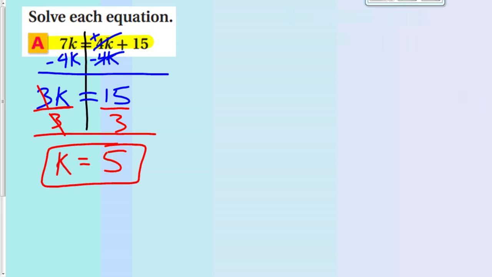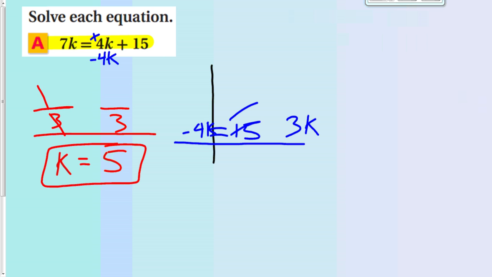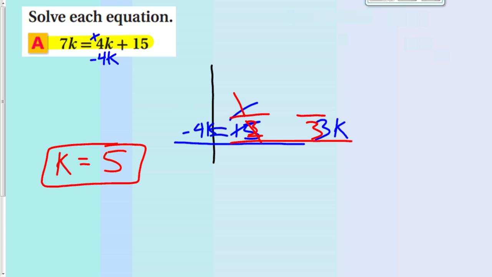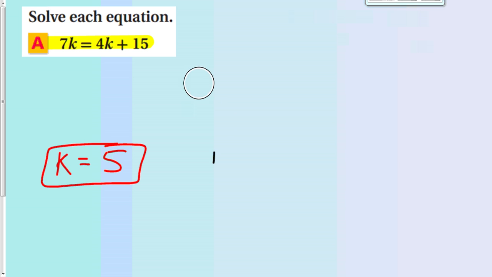Alright, we can go back and check to see if that works out. We can plug k back into the equation. And it does turn out that it will work out. So basically, if we put k back in, we get 7 times k on the left side. That's 35, or 7 times 5. And 4 times 5, which is 20, plus 15, which does equal 35.